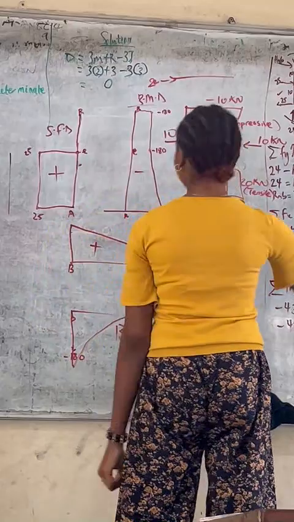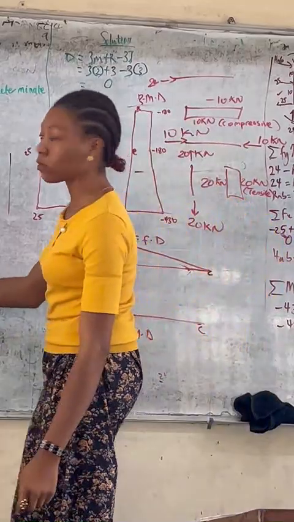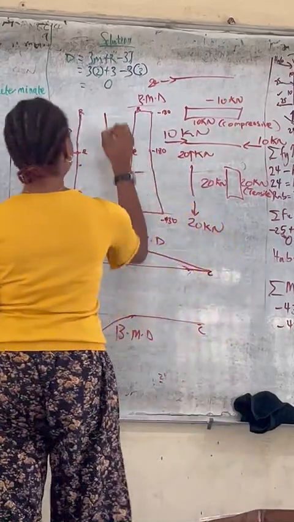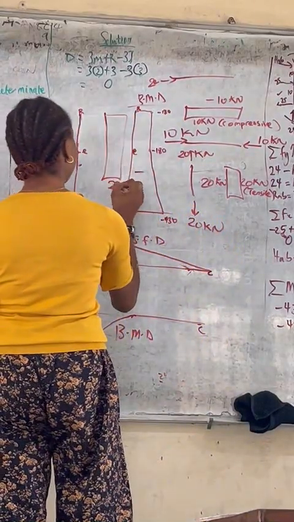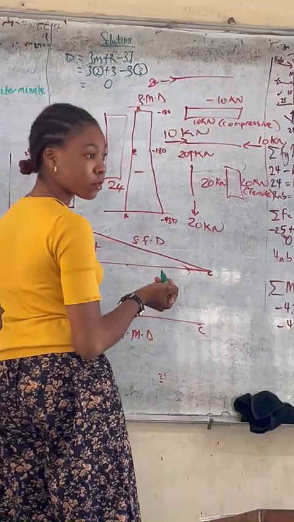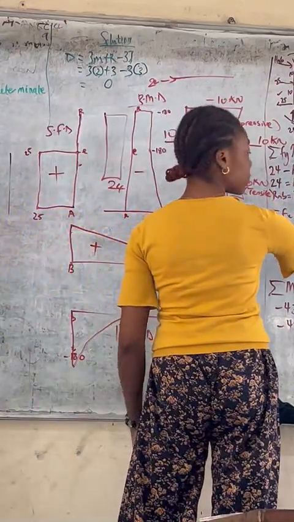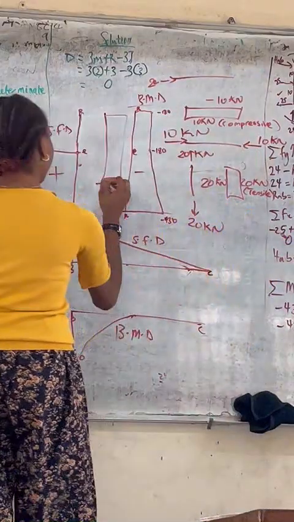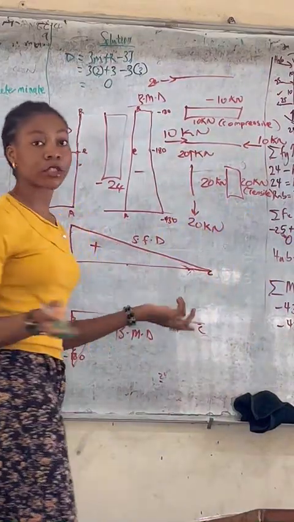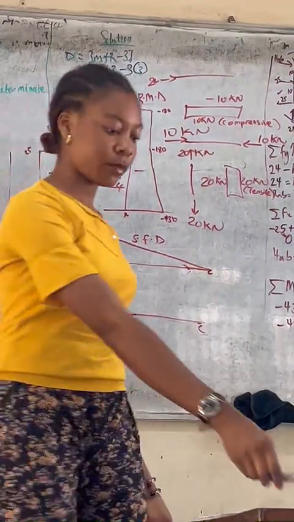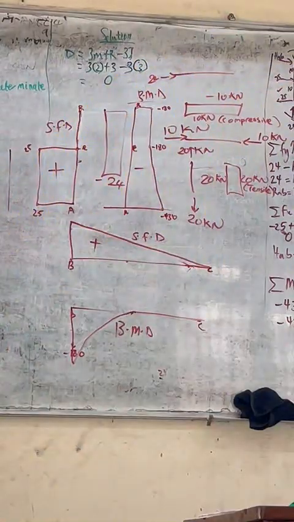Okay. What about for the column? For this one, what do you have here? 24, 24 and 24. That means you're going to have compression. 24. Is this negative? It's compression. They are both compression, so minus 24. Okay. Just like that. So cut it.